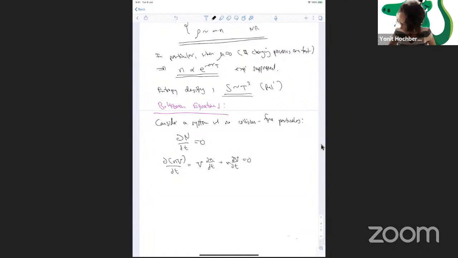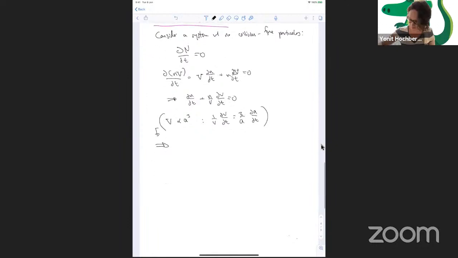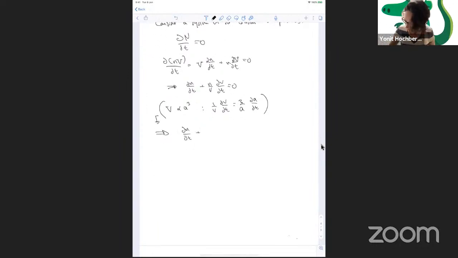Let me write this another way. I'm just going to divide by the volume to get dn/dt plus n over V dV/dt equals 0. And now I remind you that our universe is expanding. So our volume scales with the scale factor cubed. And what this means is that 1 over V dV/dt is just 3 over a da/dt. If we plug this into our above equation, we find that dn/dt plus 3n a dot over a equals 0. Now I remind you that a dot over a was exactly what we defined as Hubble. So this would be the Boltzmann equation for a completely free particle with no collisions.